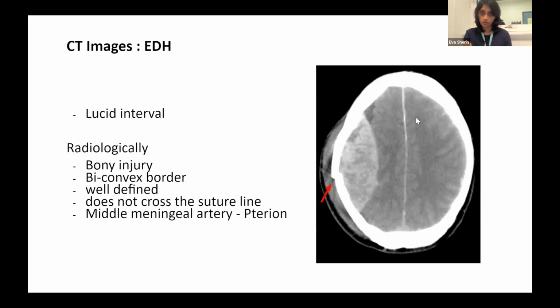So if you look at it, your coronal suture would be somewhere there. It does not cross that. And your lambdoid suture would be here, and it does not cross that. So it does not cross the suture.